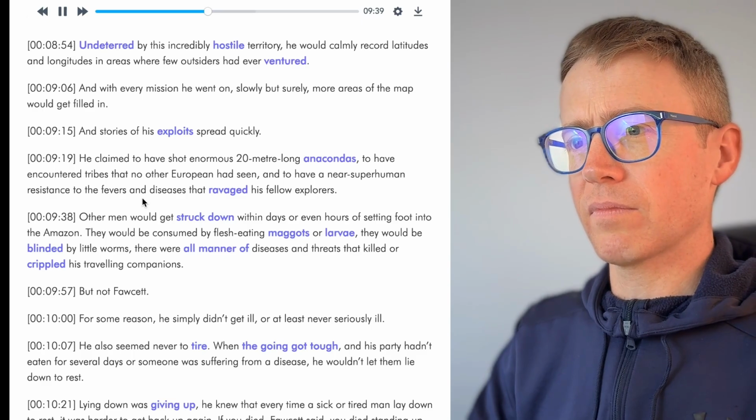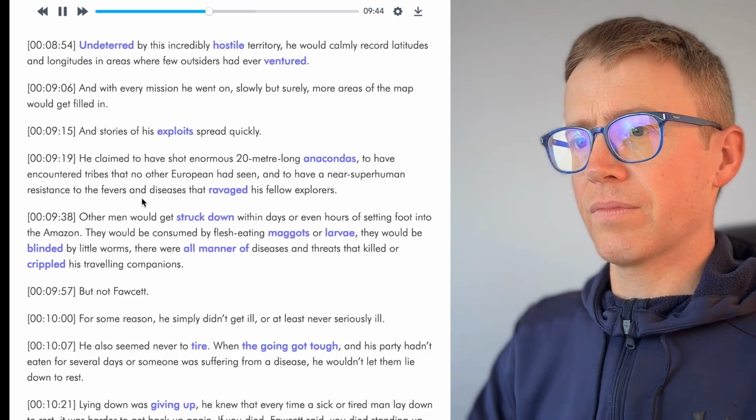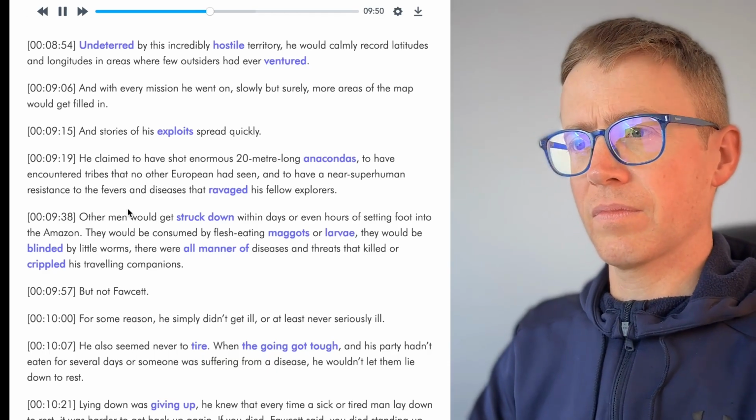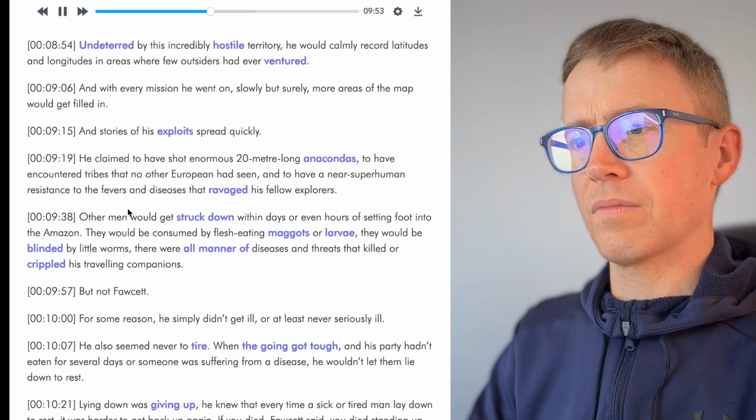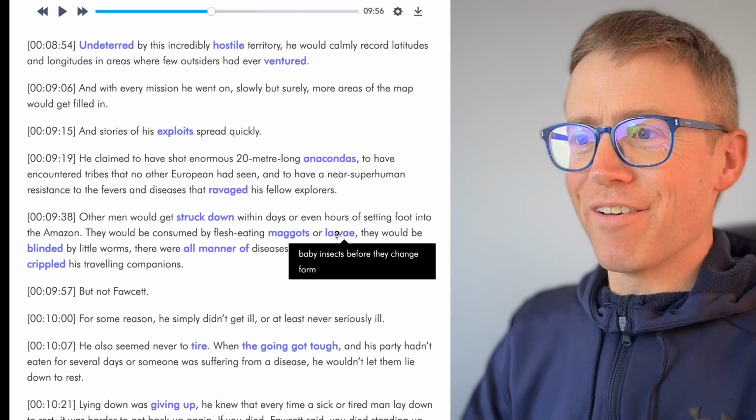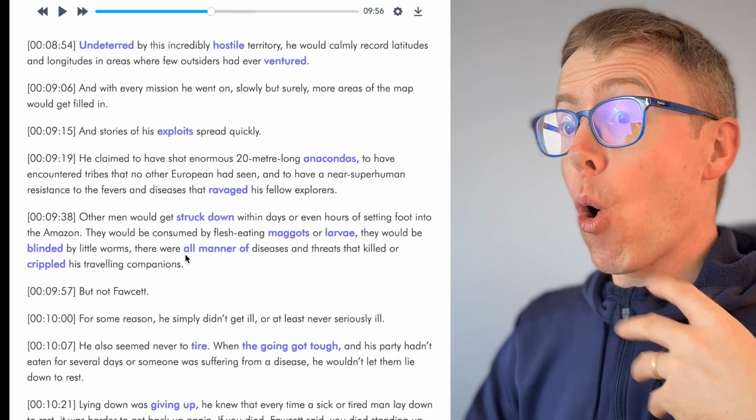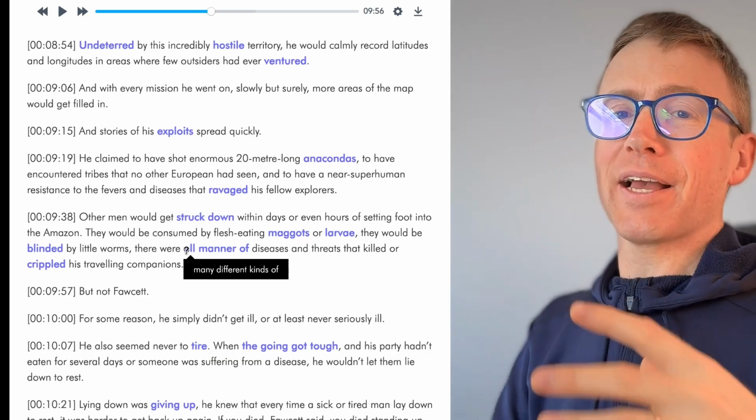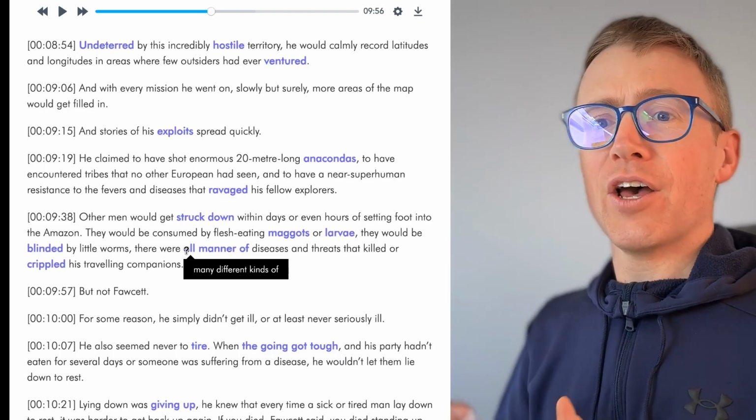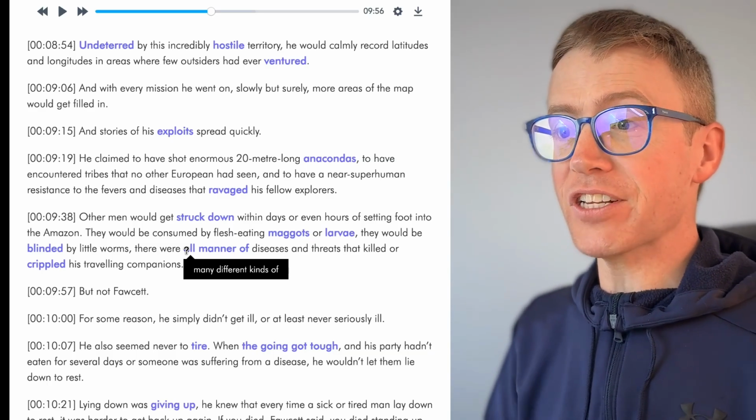Other men would get struck down within days or even hours of setting foot into the Amazon. They would be consumed by flesh-eating maggots or larvae. They would be blinded by little worms. There were all manner of diseases and threats that killed or crippled his travelling companions. So, lots of funny vocabulary here, but let's talk about this. All manner of. You can say all manner of as a way of saying that there are many different kinds of things. So there are all manner of fruits available in the shop at the end of my road, for example. There are all manner of diseases and threats.